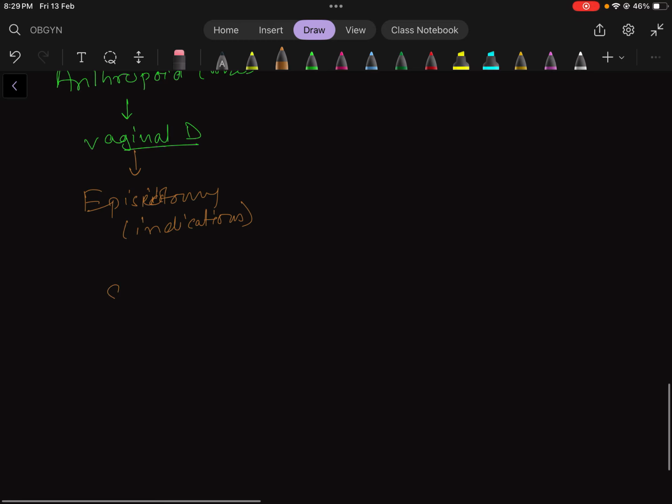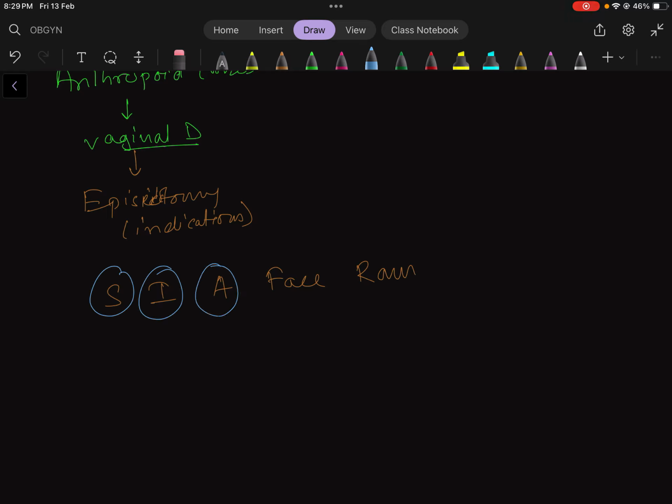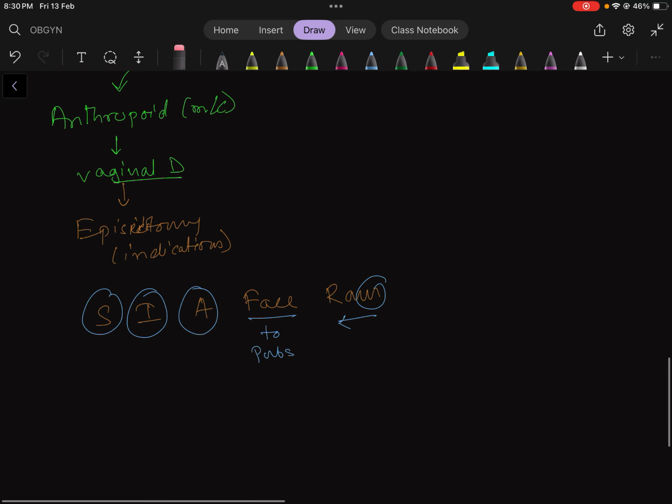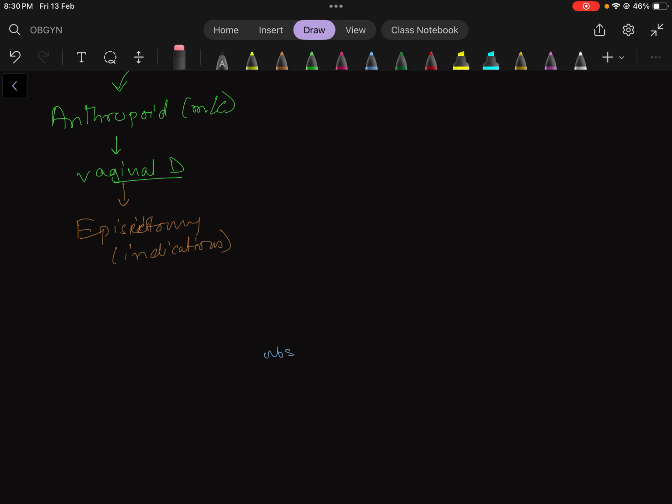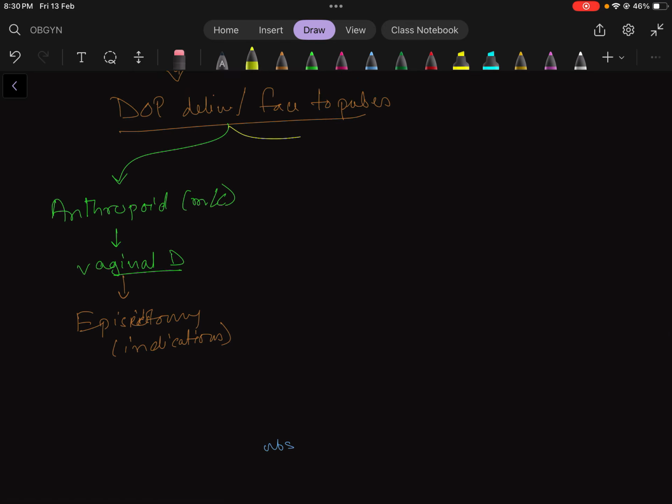If you see, we had said SIYA FACE RAM. We have shoulder dystocia, instrumental delivery, after coming of head, face to pubes, macrosomia. So this is the mnemonic, and if it occurs in any other pelvis, only in anthropoid vaginal delivery is possible with the help of an episiotomy.